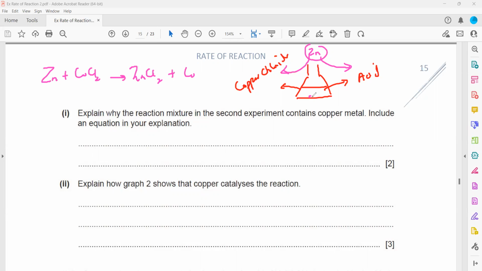So there will be a formation of a small amount of copper in the flask. And this copper will catalyze the reaction between zinc and acid. Like zinc plus acid gives a salt, zinc chloride, plus hydrogen. But this reaction will be catalyzed by the copper. So explain why the reaction mixture in the second experiment contains copper metal. What is the reason for that? The reason is zinc is more reactive than copper.